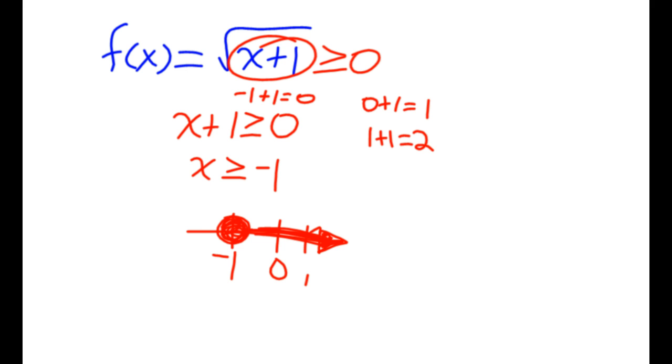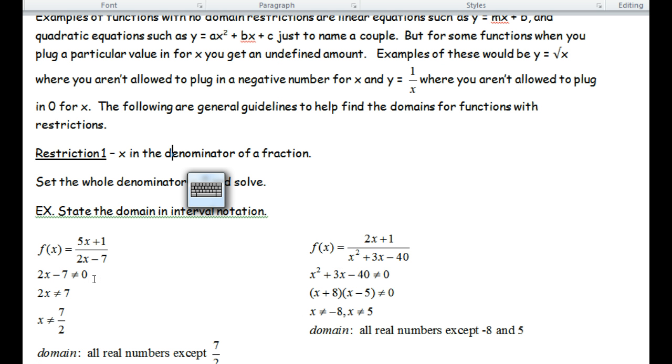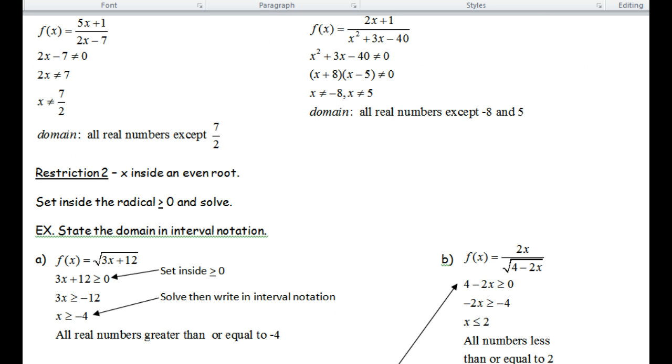Let's take a look at an example that doesn't work. If I plug a negative 2 in for x, well, what's negative 2 plus 1? That's negative 1. Square rooting negative 1 gives me an unreal answer. So negative 2 would not work. So it makes sense why the domain in this case would simply be from negative 1 to infinity, including negative 1. So in general, if I want to find the domain of an equation that has a square root around an x, what I need to do is, in restriction 2, if I have an x inside of an even root, I need to set the inside of the radical greater than or equal to 0 and solve that.